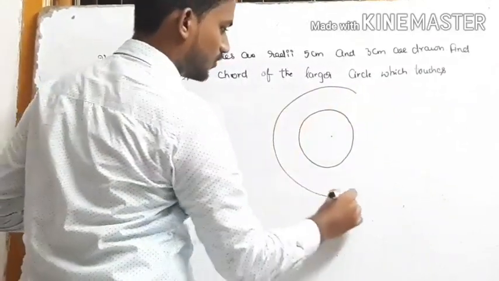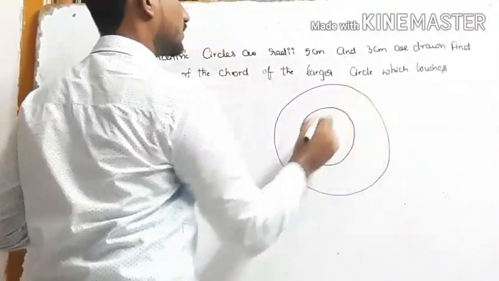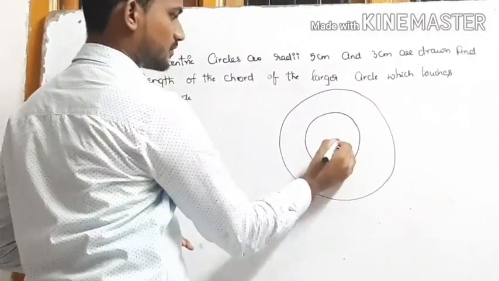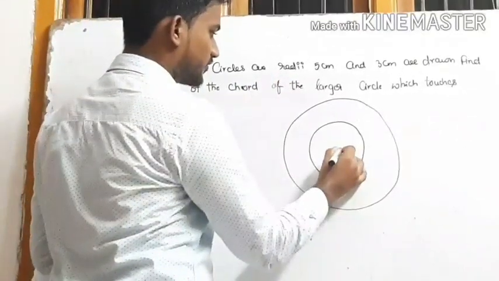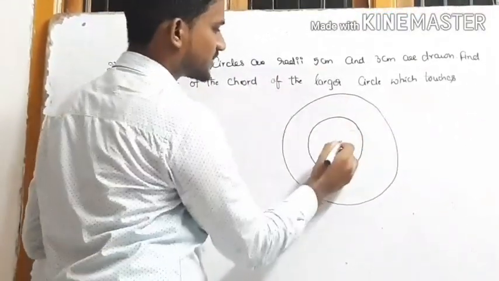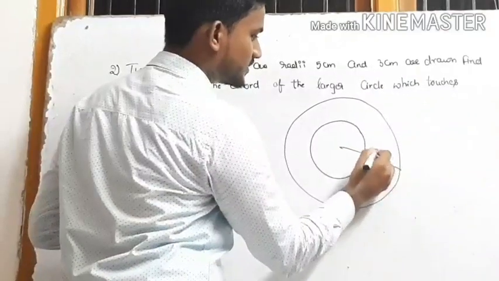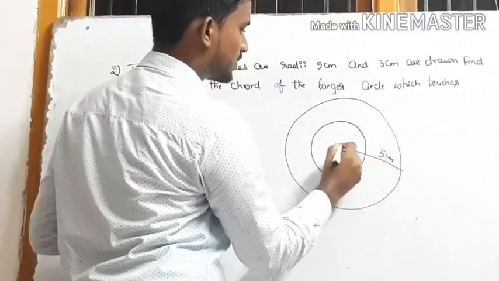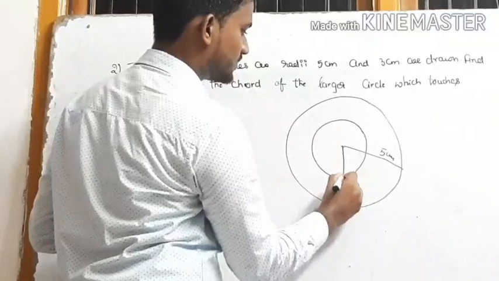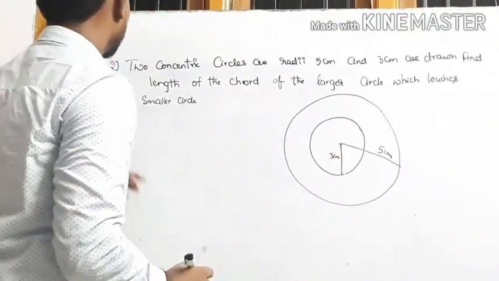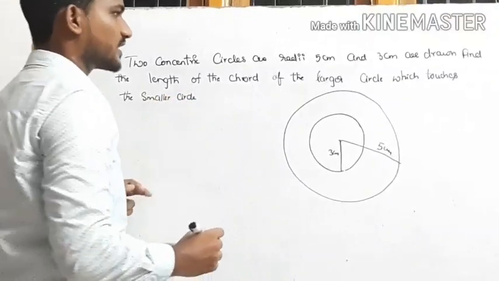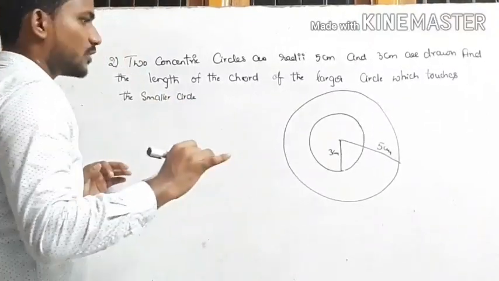Two circles have only one center. Only one center. They are given: the radius of the bigger circle is 5 centimeters and the radius of the smaller circle is 3 centimeters. Find the length of the chord of the larger circle which touches the smaller circle.